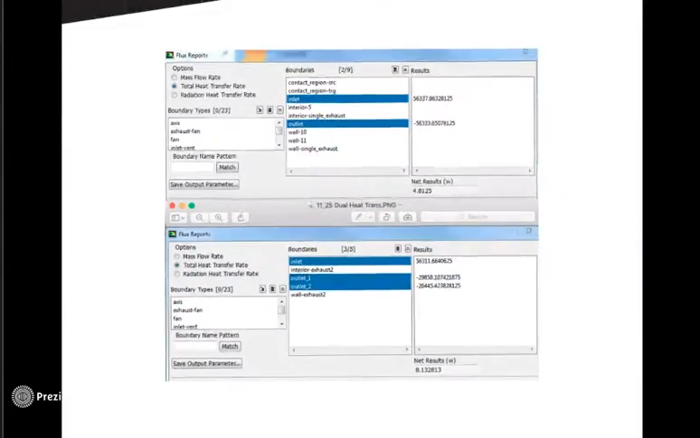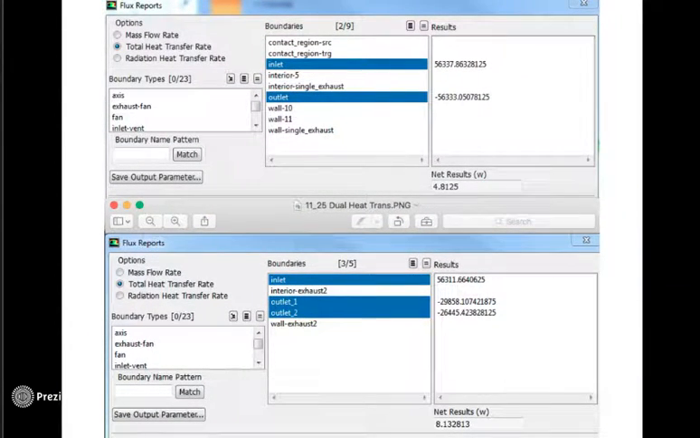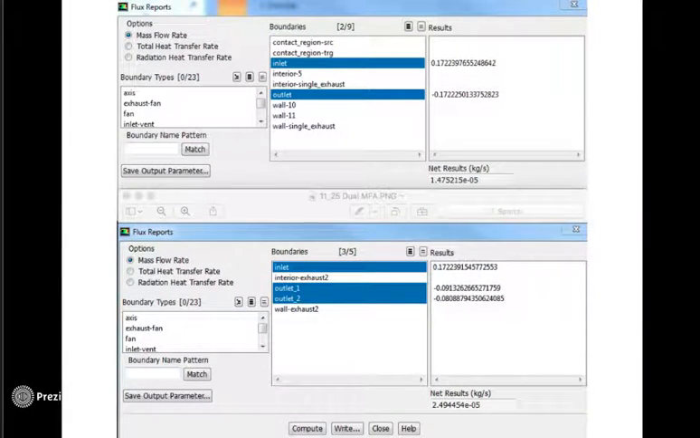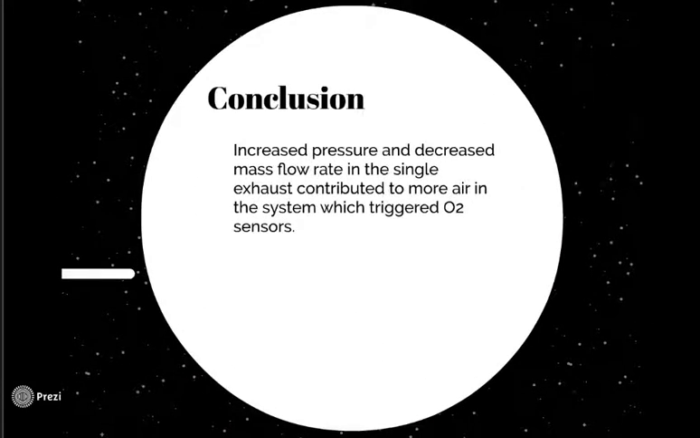So moving on, also taking a look at some of these numbers. Heat transfer rate between the two, it looks like the dual exhaust actually transfers heat about twice as well as the single. Surprise, surprise. And then for the mass flow rate, it's also considerably higher. And all these things are just going to compound into an overall system working correctly.